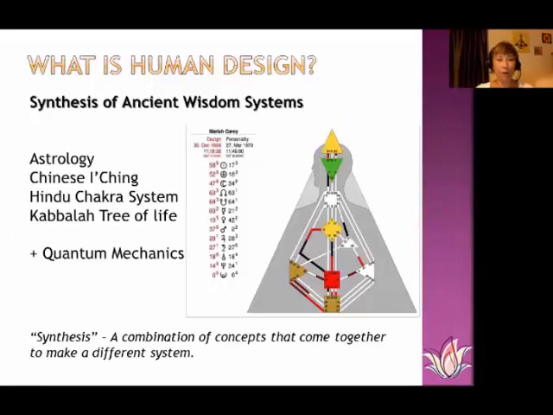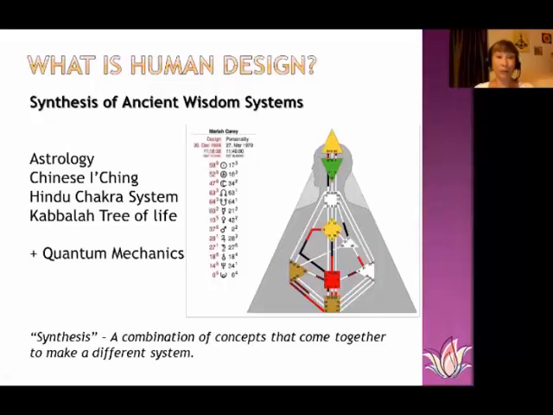And when all of these systems come together, the concepts combine in such a way that they form a whole new system. So human design is all of these systems, yet it's none of these systems, because you don't have to know really anything about any of these systems to understand your human design chart. And thank goodness for that, because I'm not really an expert in quantum mechanics.